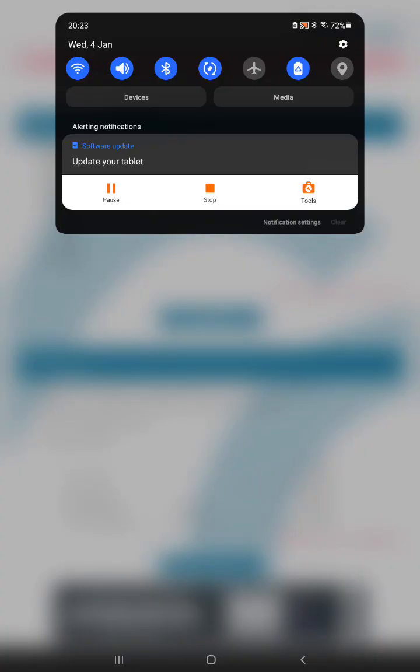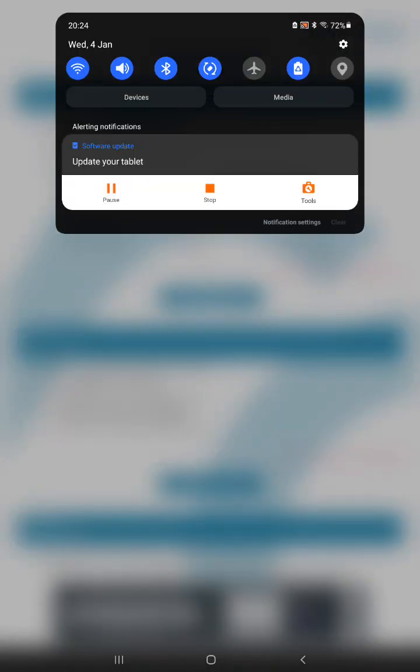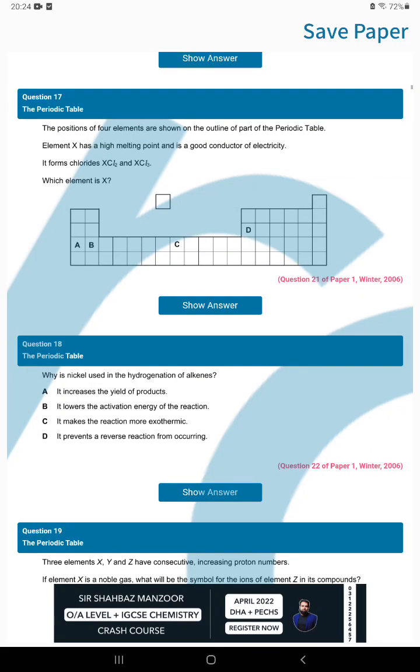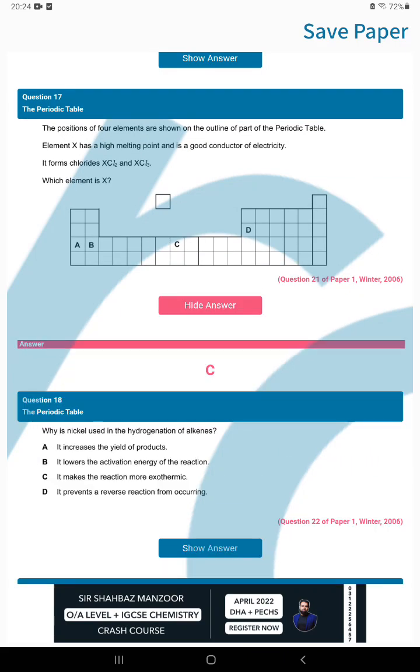Question number 17. The positions of 4 elements are shown on the outline of part of the periodic table. Element X has a high melting point and is a good conductor of electricity. It forms chlorides XCl2 and XCl3. Which element is X? It has a high melting point and is a good conductor, so that's a metal. I think it's C. What do you guys think? Yes, it's correct. It's C.